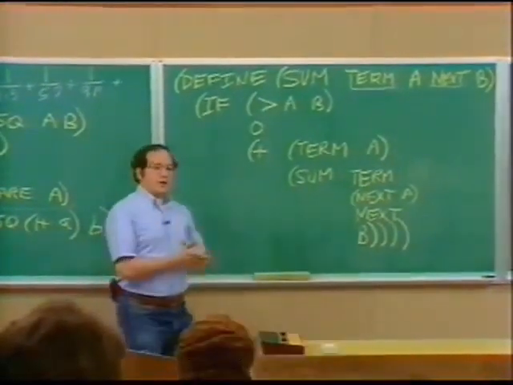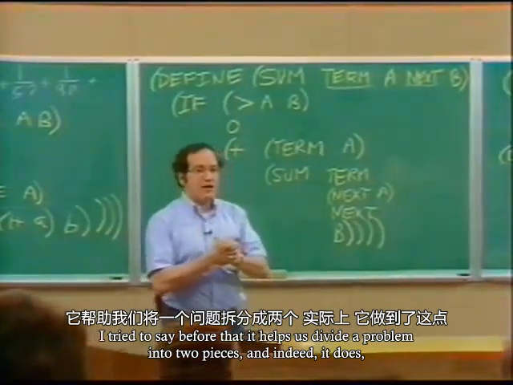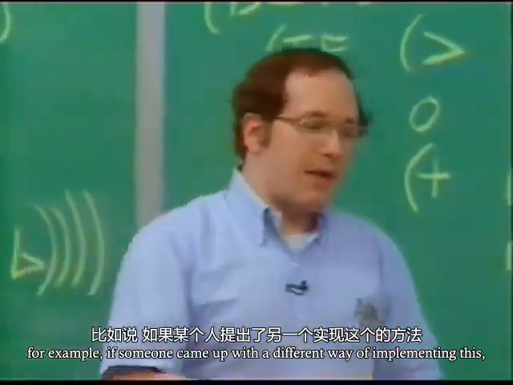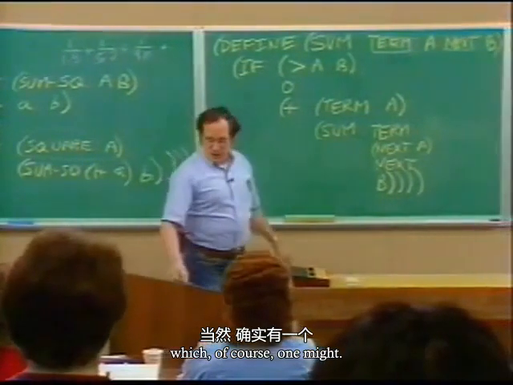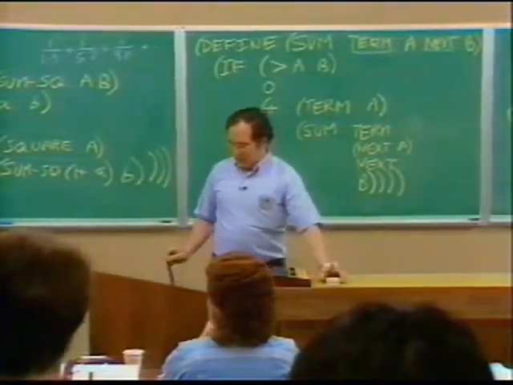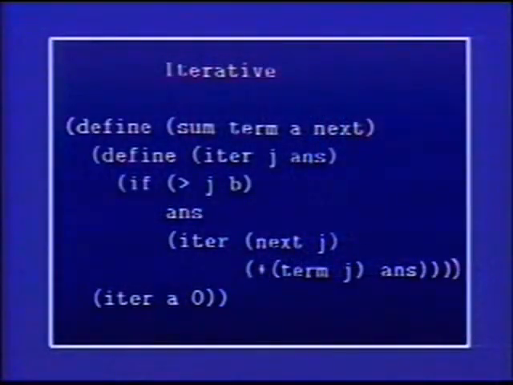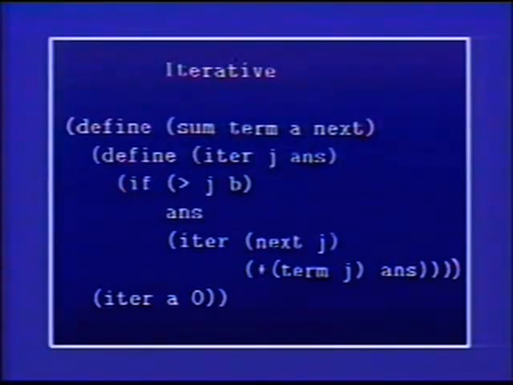Now, just why is this important? I tried to say before that it helps us divide a problem into two pieces, and indeed it does. For example, if someone came up with a different way of implementing this, which of course one might. Here's, for example, an iterative implementation of sum. Iterative implementation, for some reasons, might be better than the recursive implementation. But the important thing is it's different.